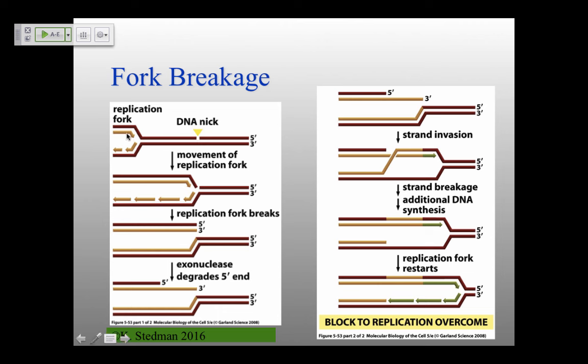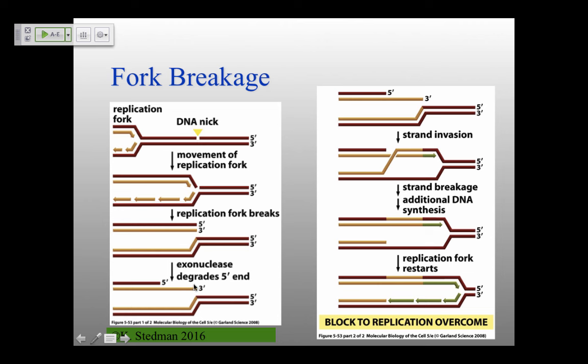So we have a replication fork. Here's our leading strand. Here's our lagging strand. And there's a problem in the DNA. In this case, it's a nick. It's a break in the phosphodiester backbone. The leading strand gets to this point and now falls off. So now you have a double-stranded break here, in fact nothing at the end at all, but you have this homologous sequence here on the strand which you've just replicated.